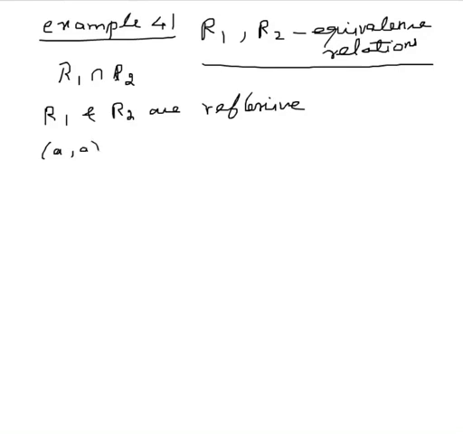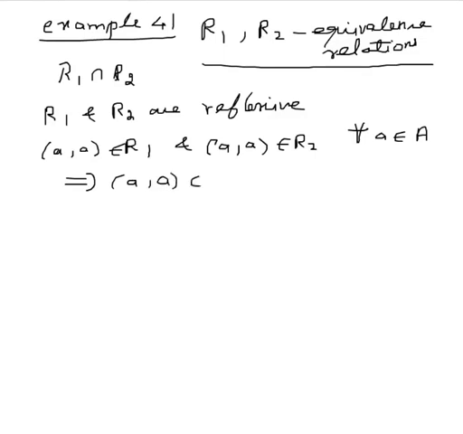Therefore, (a, a) belongs to R1 and (a, a) belongs to R2 for every a belonging to A, because they are reflexive, which implies (a, a) belongs to R1 intersection R2. Therefore, R1 intersection R2 is reflexive.